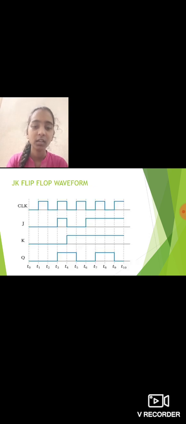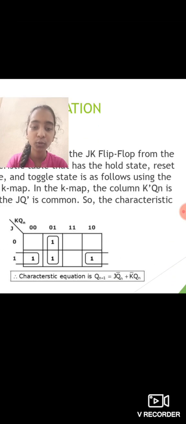Characteristic equation. The characteristic equation of the JK flip flop from the above characteristic table has the hold state, reset state, set state, and toggle state. Using the three variable K map, in the K map, the column K and Qn is common and JQ is common. So the characteristic equation is Qn plus 1 is equal to J Qn bar plus K bar Qn.